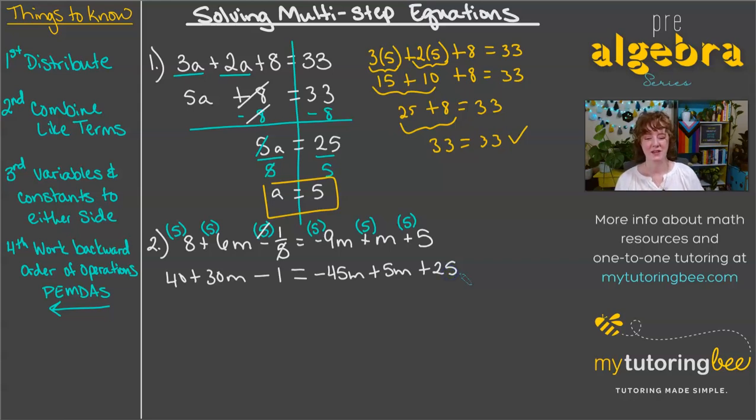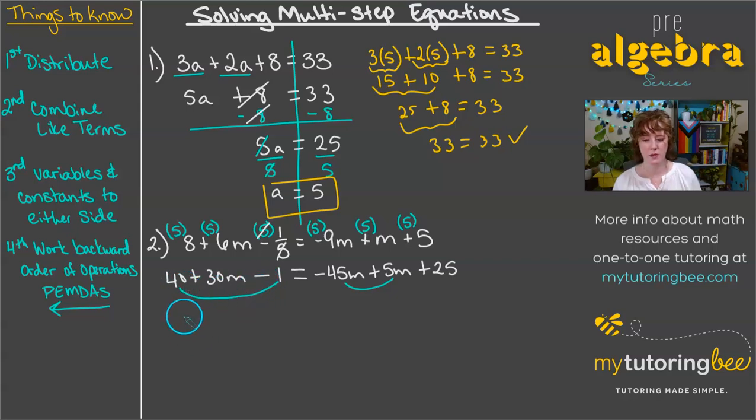Okay. So now let's talk about our steps over here. We don't have anything to distribute. So let's go to combine like terms. I do see that I have like terms over here with the 40 minus 1. And I do have two like terms here with the m term. So let's go ahead and combine those.